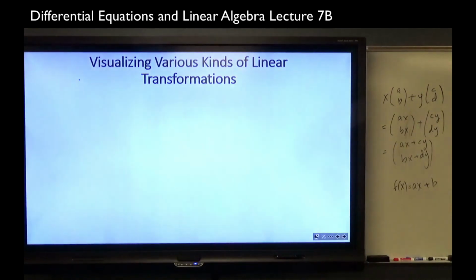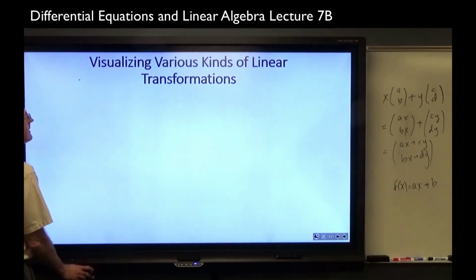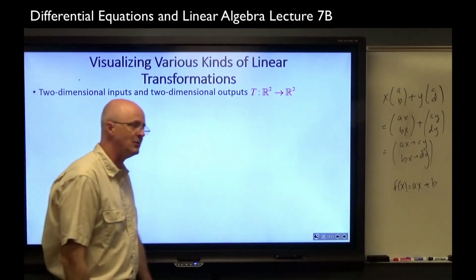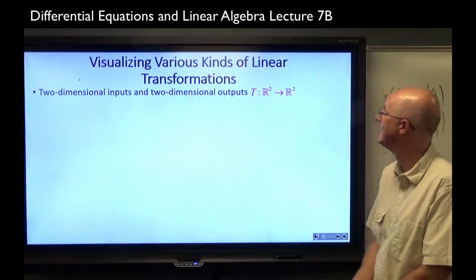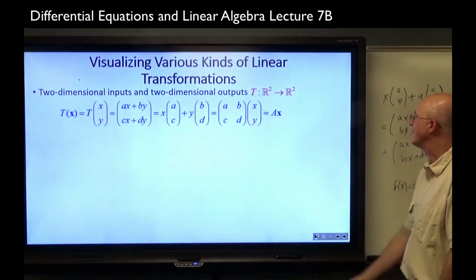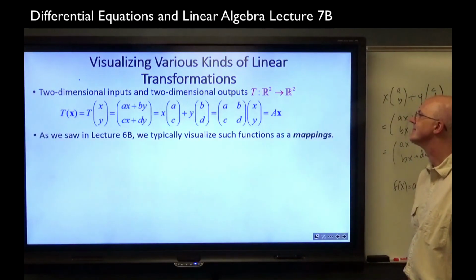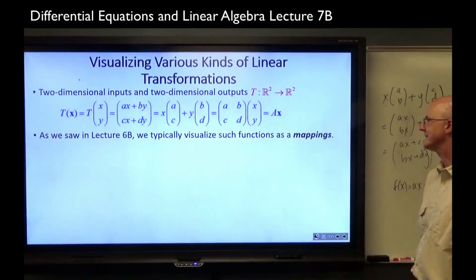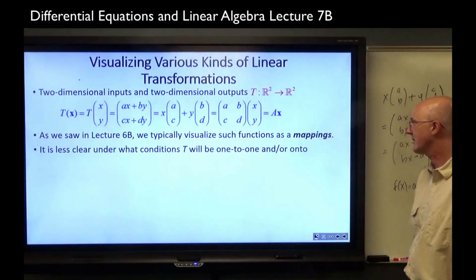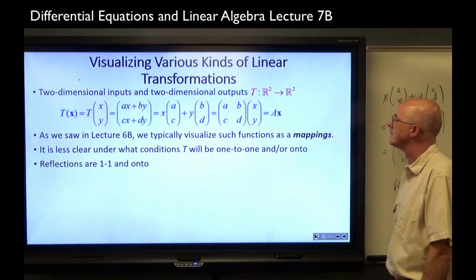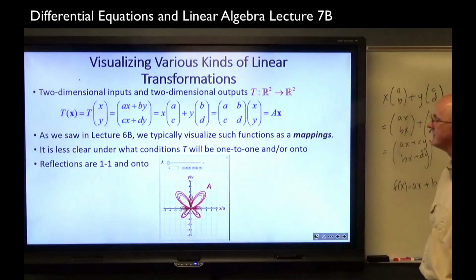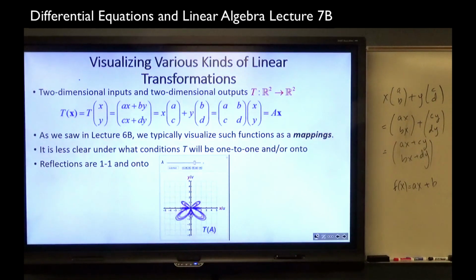Coming back to our last example, I think this is the last slide. Yes, it's the last slide. R2 to R2. How did we visualize this? We talked about that in lecture 6b. And we talked about this already. You could visualize this as a mapping. It's less clear under what conditions T will be one-to-one and onto, though. Reflections in particular, though, are one-to-one and onto. And here is the reflection from the last lecture. Reflection across the horizontal axis.